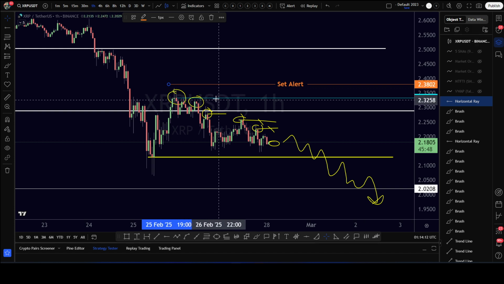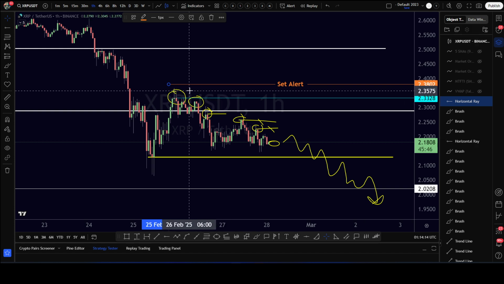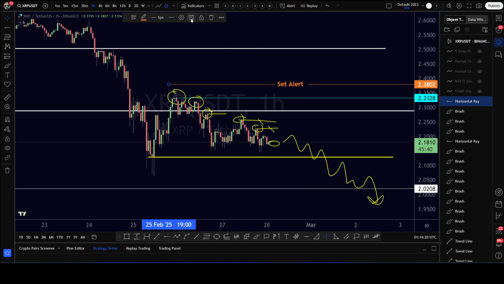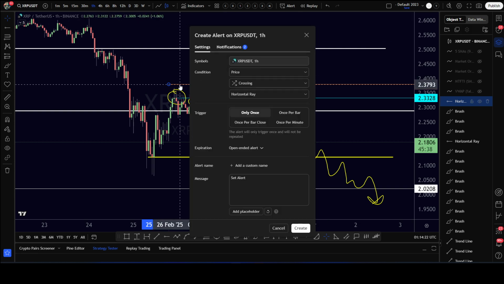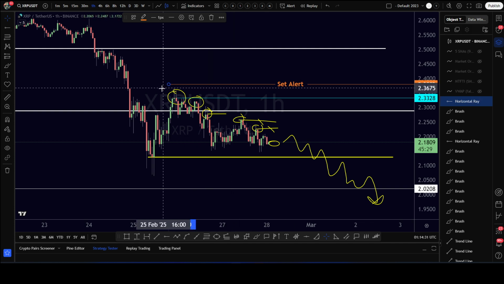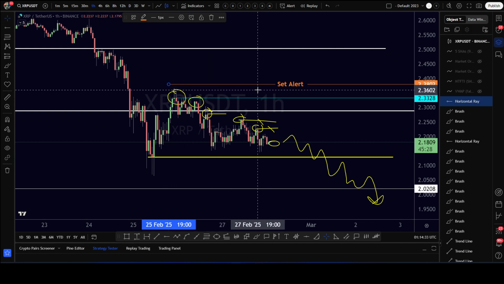I don't want to be alerted on a candle wick. I want to be alerted once it breaks that resistance. So then I go to that little alarm clock right here. This has to be selected, of course. Then you just say create. I'm not going to create it for XRP though. That's a different story. Then you create it, and of course the little alarm clock will be here once you do that.